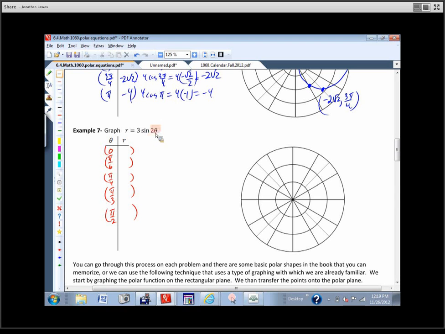What do you get if you plug in a 0? Sine of 2 times 0. Sine of 0 is 0. So that would be 0. Pi 6. So this is going to be 3 times the sine of, let's see, 2 times pi 6 is pi thirds. What's the sine of pi thirds? This is why you have to know chapter 1 really well. It's a half, isn't it? It's a half. So if I do half times 3, I end up with 3 halves.